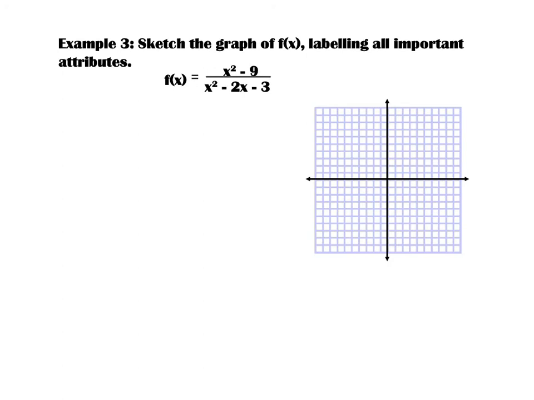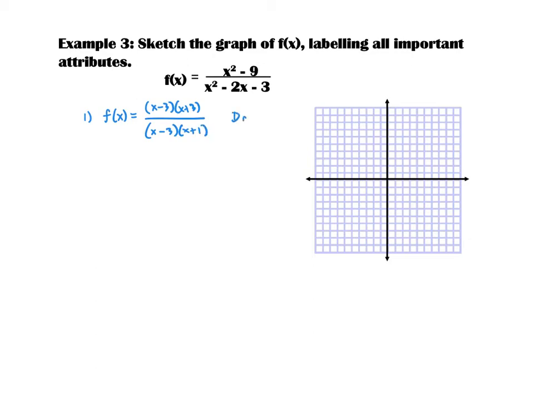This example has a bit more complexity to it, but we're going to treat it exactly the same. First thing we're going to do, like we did on the last slide, is find domain restrictions as well as simplify. So I'm going to factor numerator and denominator. The numerator will be (x minus 3)(x plus 3). The denominator will be (x minus 3)(x plus 1).